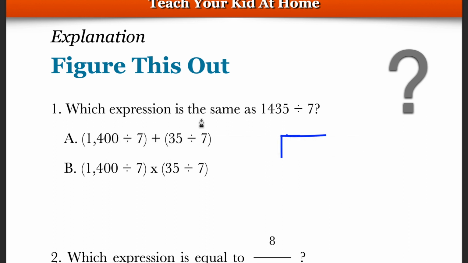So it says, which expression below is the same as 1435 divided by 7? So what's the same? Which one of these expressions is the same as that? Well, one of the things we can do is we can kind of break this out, right? So we know 1400 divided by 7.